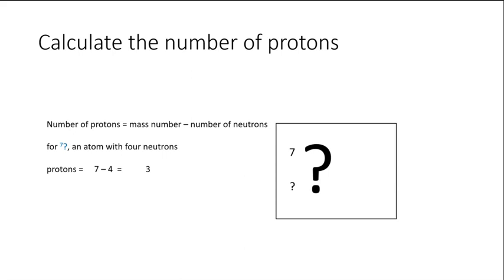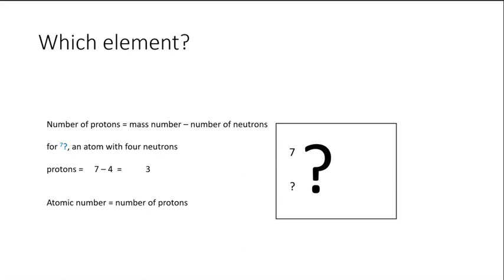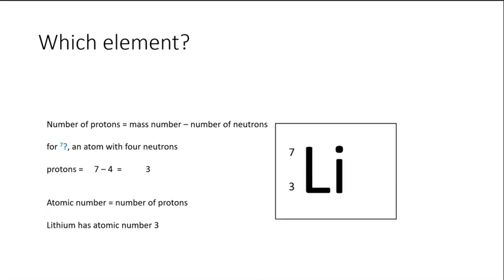We might also be asked, what element is that? So how would we know which element it is? We know that the atomic number is the number of protons. We know that the number of protons is 3. So lithium has atomic number 3. So this is the lithium atom.